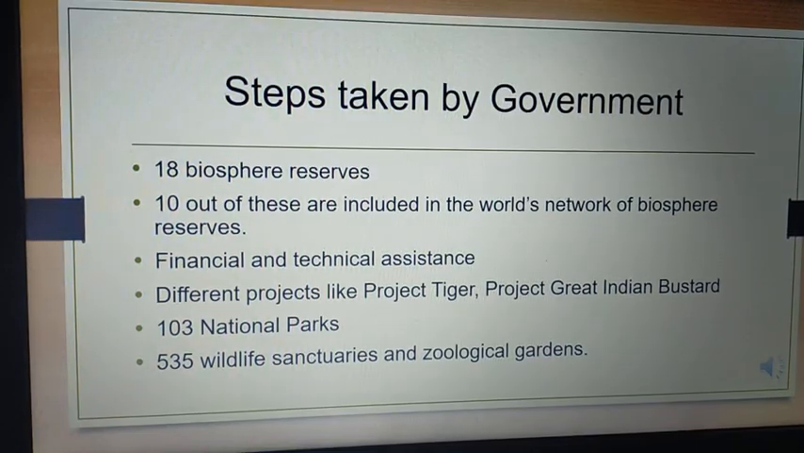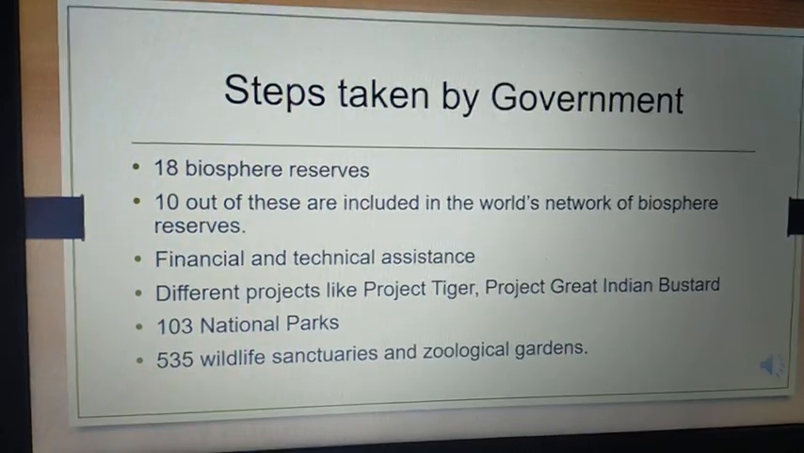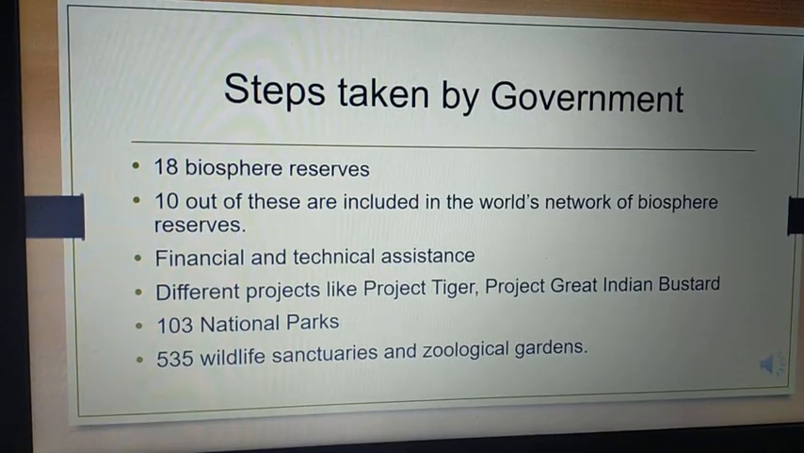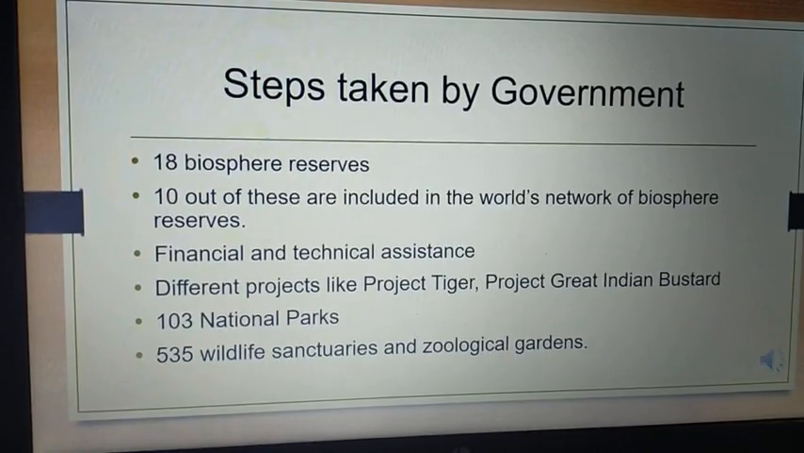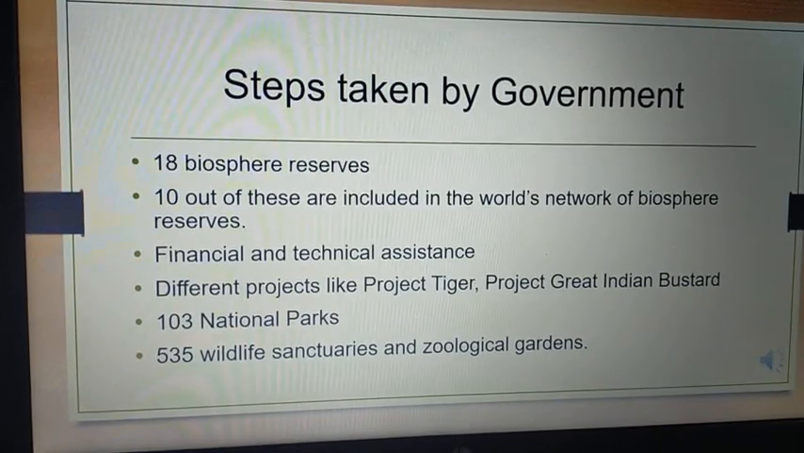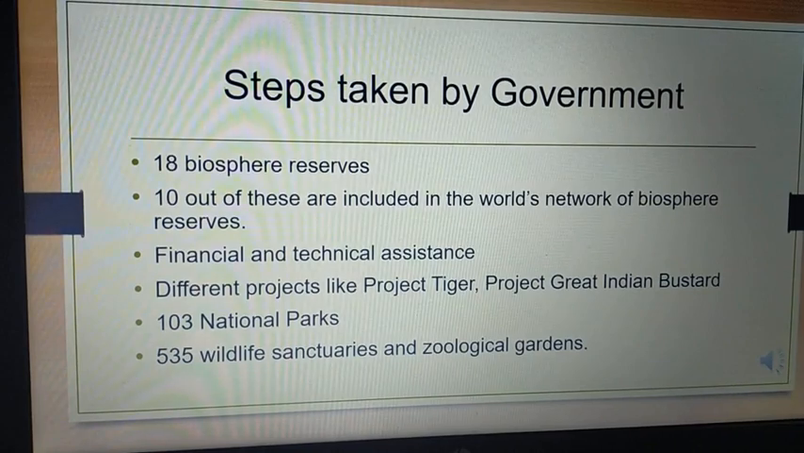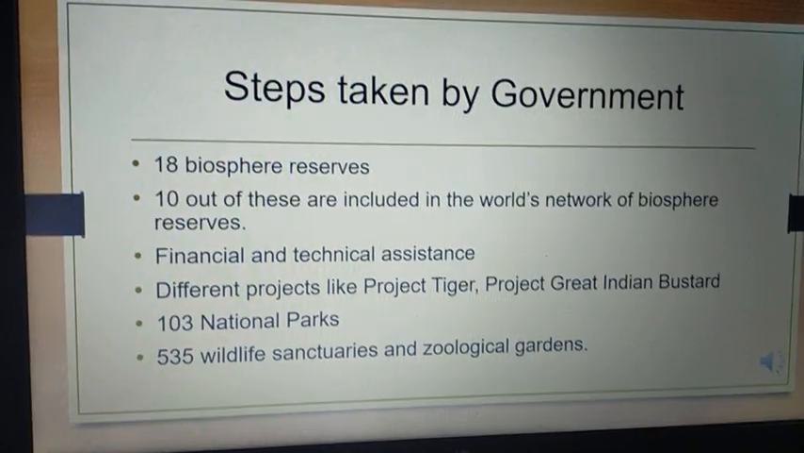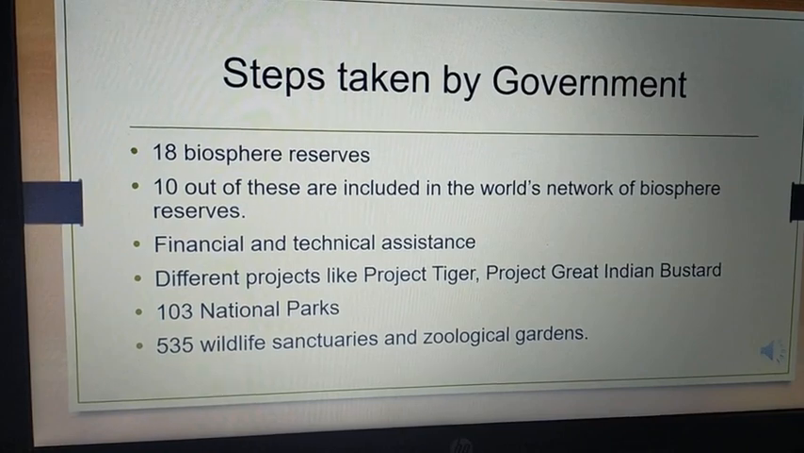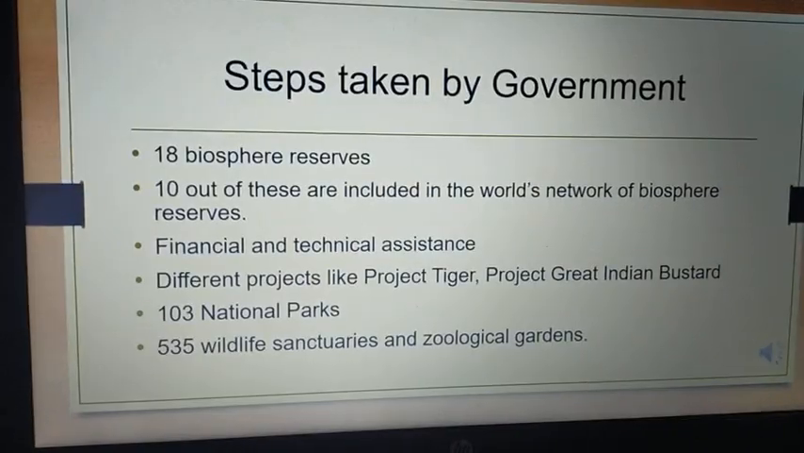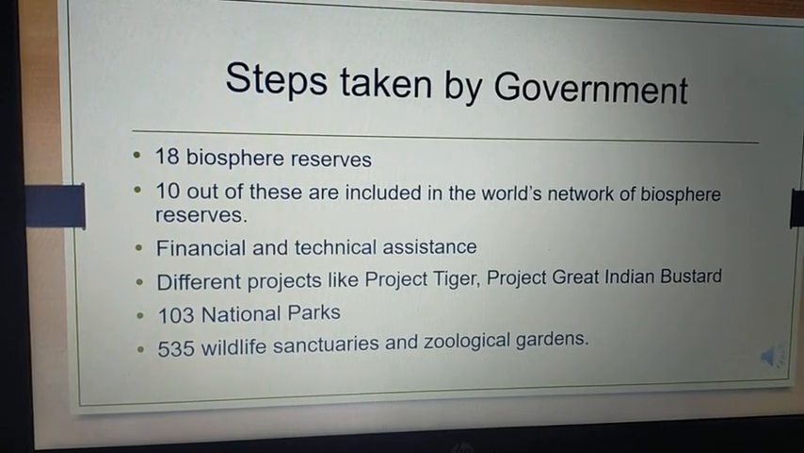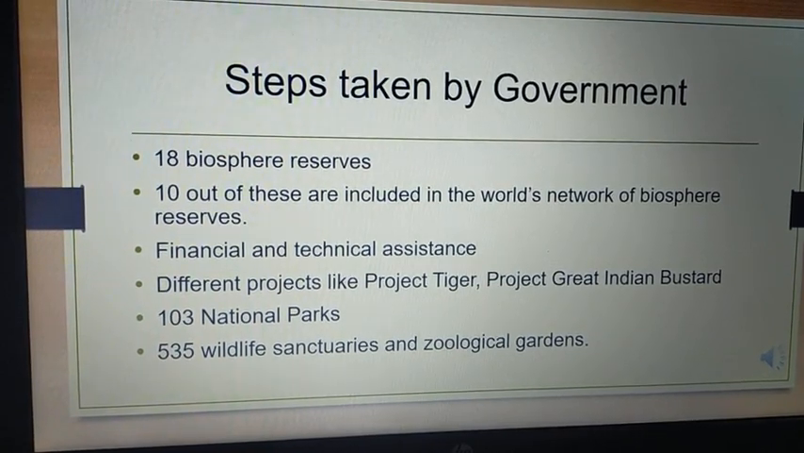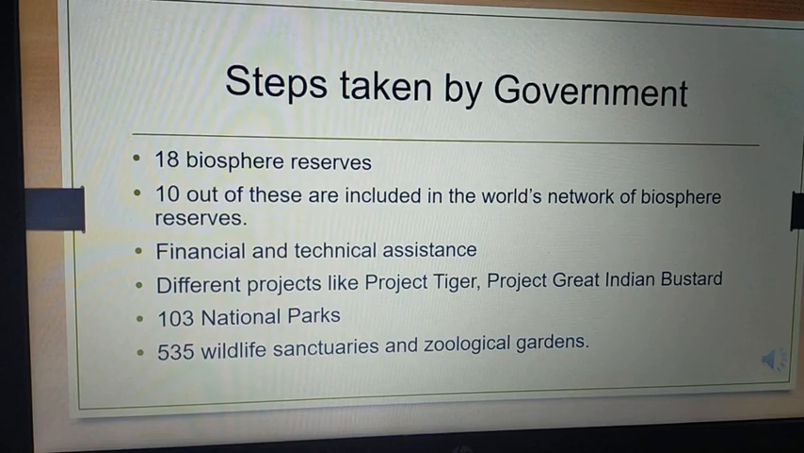Financial and technical assistance has been provided to many botanical gardens by the government since 1992. Different projects have been launched, like Project Tiger, Project Great Indian Bustard, and many other eco-developmental projects. 103 national parks, 535 wildlife sanctuaries, and zoological gardens have been set up to take care of our natural heritage.